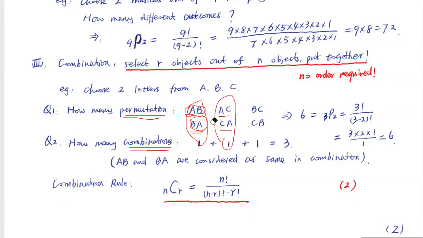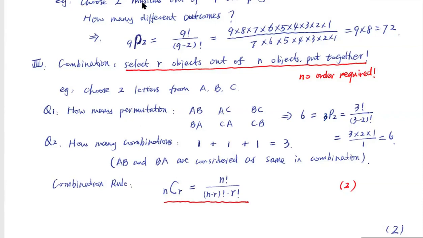Okay, so that's the difference, right? Now in the formula, you will see the difference between those two formulas. We are going to use capital C here for combination, okay? Capital C for combination. You want to choose r out of total n objects, and that's the output: n factorial divided by (n minus r) factorial multiplied by r factorial.